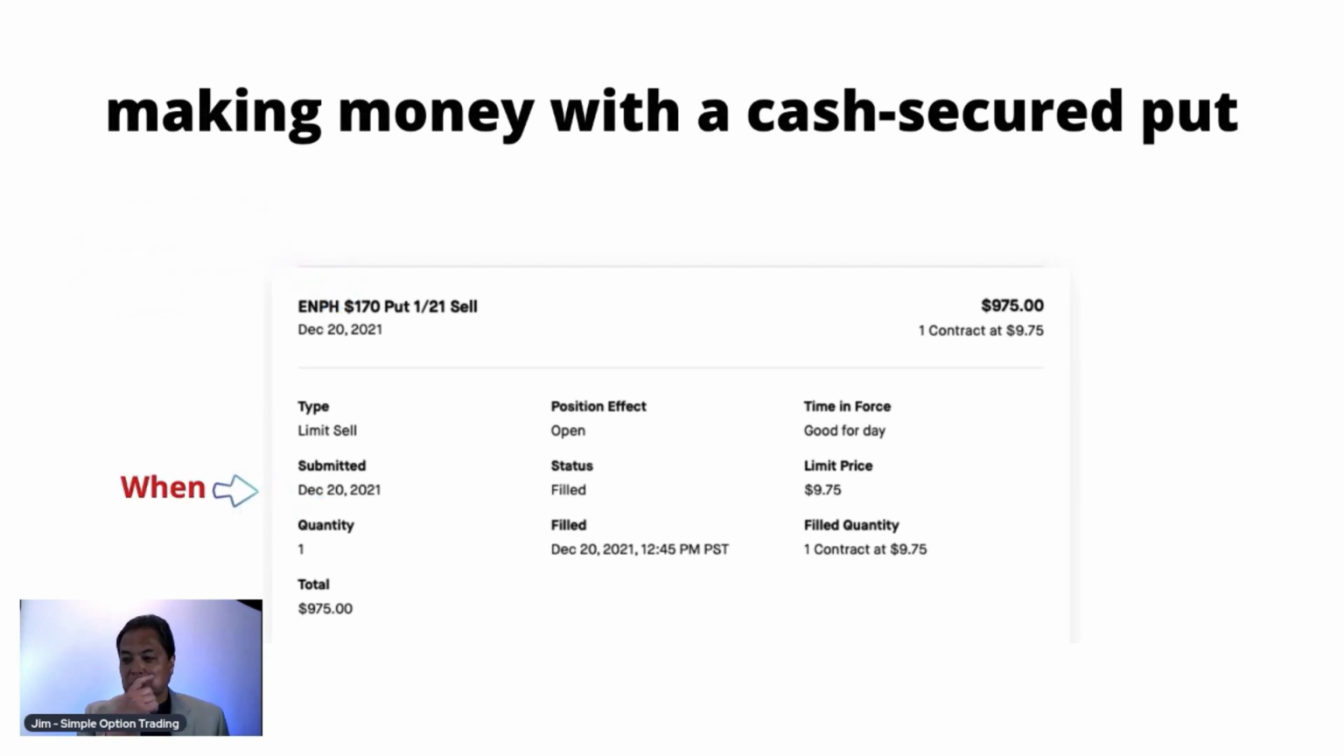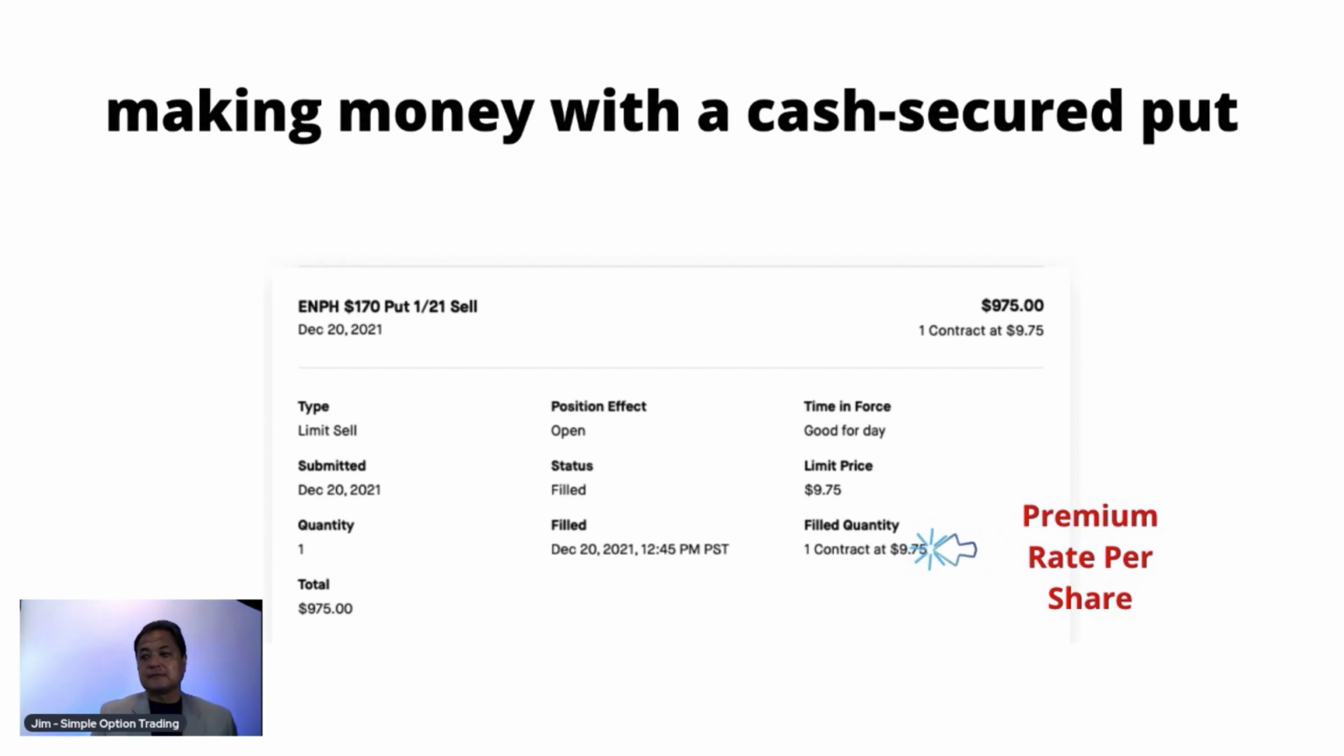Now I submitted this order. I put it up for sale on December 20th, so 30 days before. So this is a 1-month option contract. I sold it on December 20th, and it got filled that trading day at 12:45 p.m. Pacific time, so almost the close of the market from a Pacific standpoint. And when the option contract got filled, the premium I was paid was $9.75 per share.